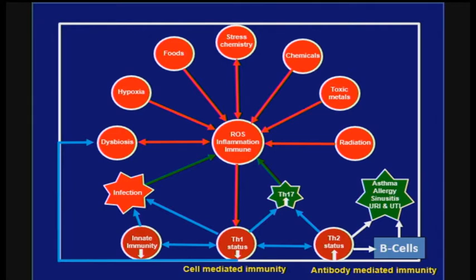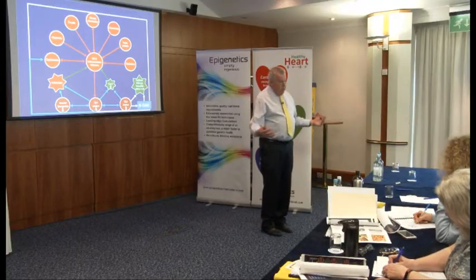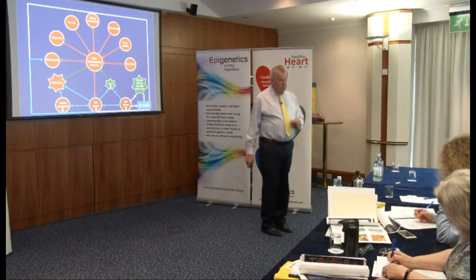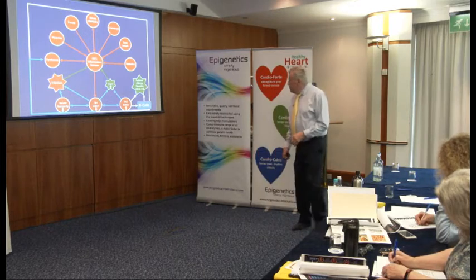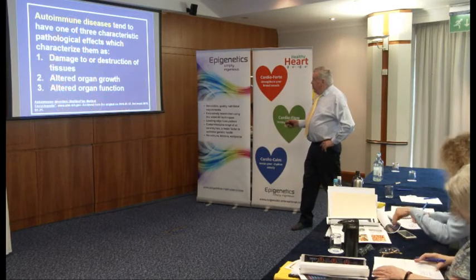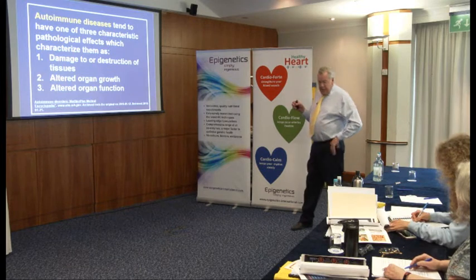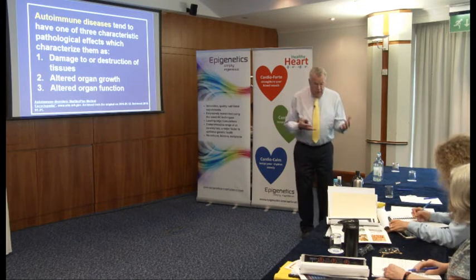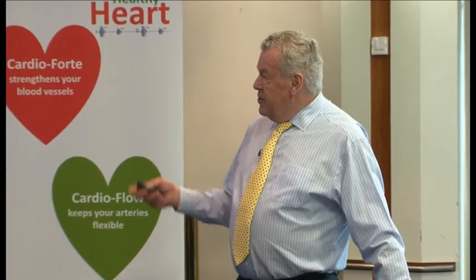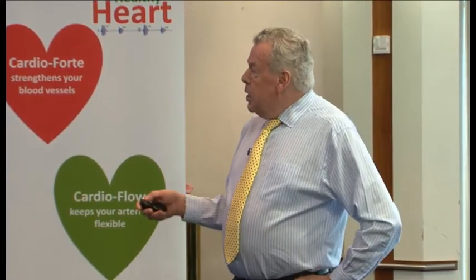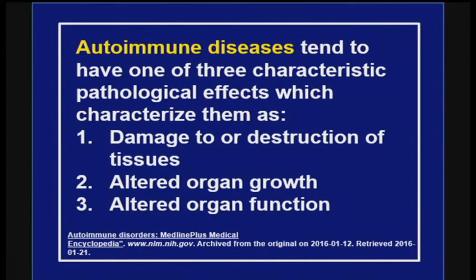Now, we've also got to look at all the reasons why this can be triggered, because these three are the cardinal sources, if I just move on to the next slide there, of most diseases. And some people will say that most chronic diseases, to an extent, are autoimmune unless you prove that they're not. So the immune system is always involved there. So autoimmune diseases tend to have one of the characteristic pathological effects, which characterize them as damage or destruction to the tissue, altered organ growth, and altered organ function.